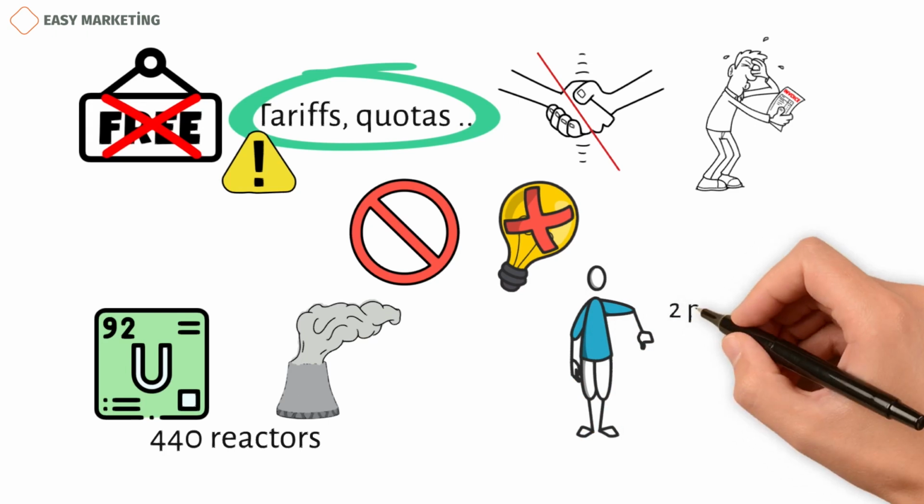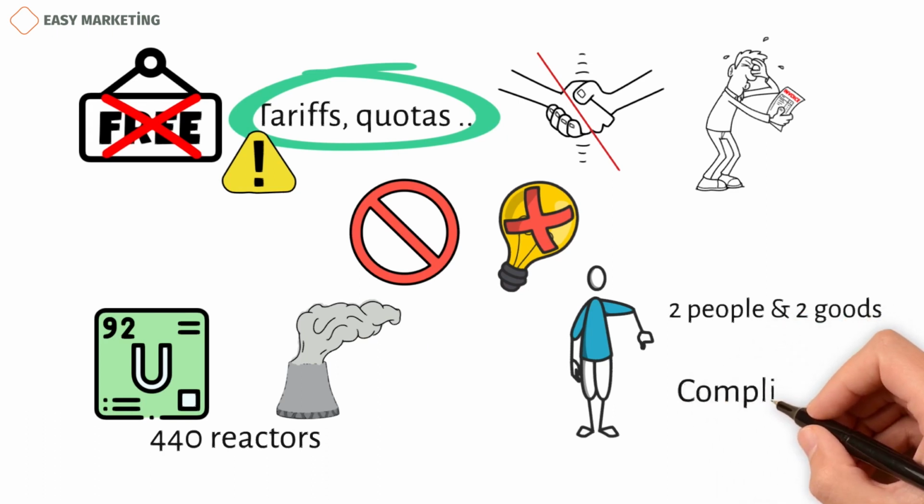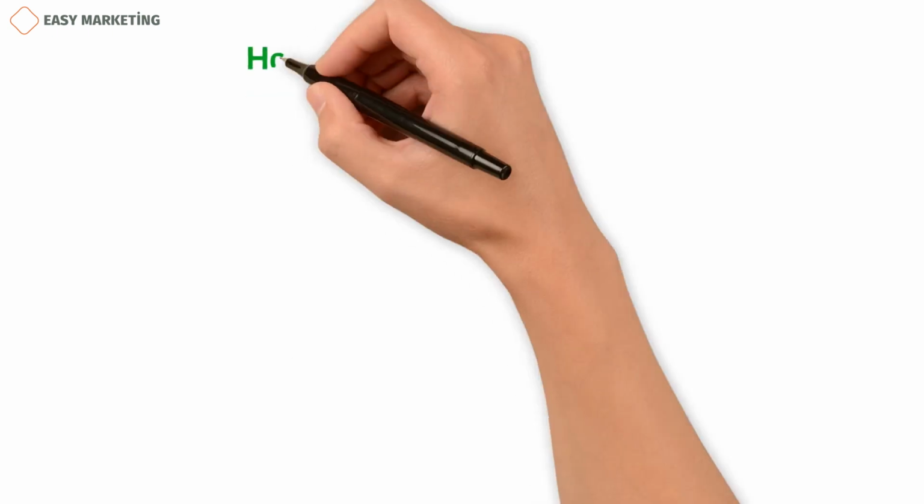The theory of absolute advantage also says that there are only two people and two goods involved in trade. In reality, international trade is much more complicated. Most countries trade with dozens of other countries and exchange hundreds or thousands of different things.